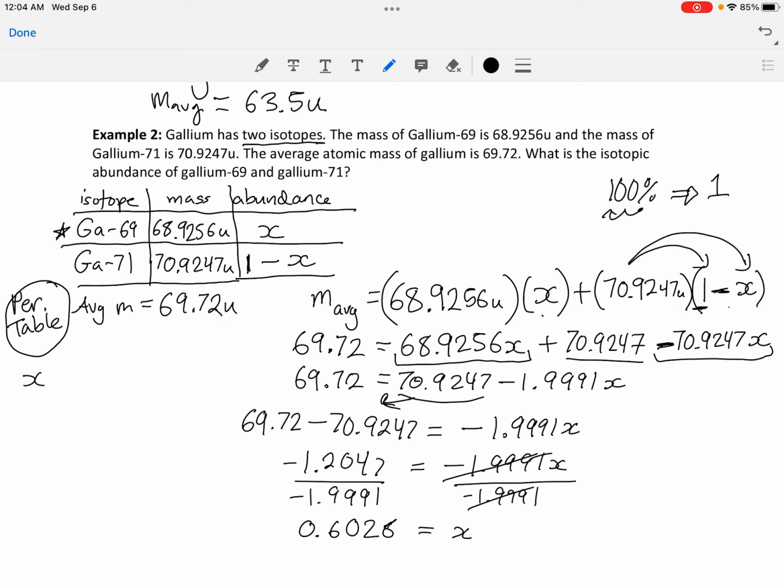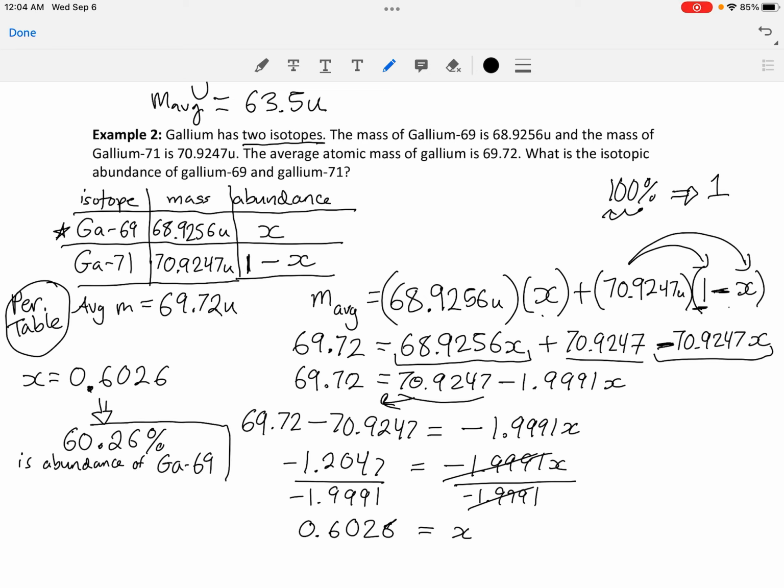So if X is equal to 0.6026, then I want to convert that to a percentage. So the percentage conversion would just mean slide that decimal to the right by 2 places, and I'll get 60.26%. So that's the abundance of gallium-69 right there.